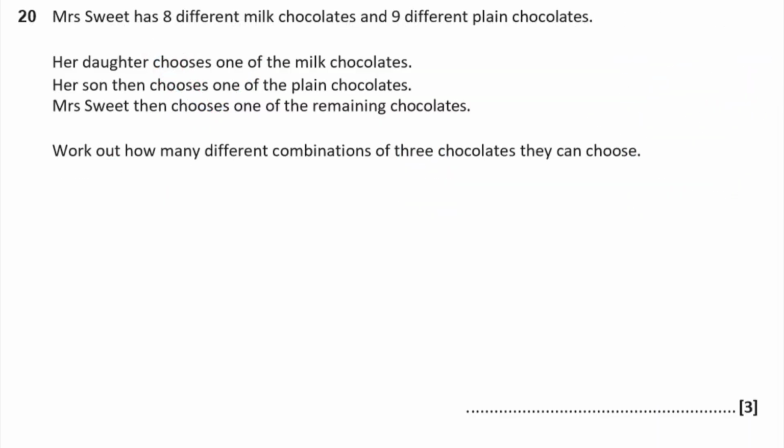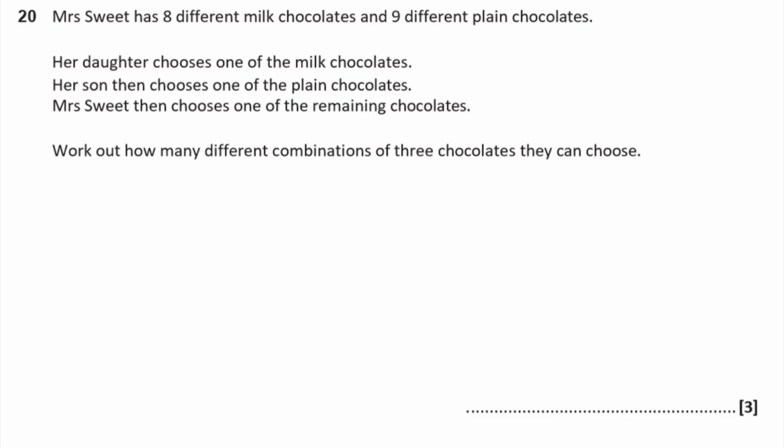Question 20. Mrs. Sweet has 8 different milk chocolates and 9 different plain chocolates. Her daughter chooses one of the milk chocolates. Her son then chooses one of the plain chocolates. Mrs. Sweet then chooses one of the remaining chocolates. Work out how many different combinations of the 3 chocolates they could choose.